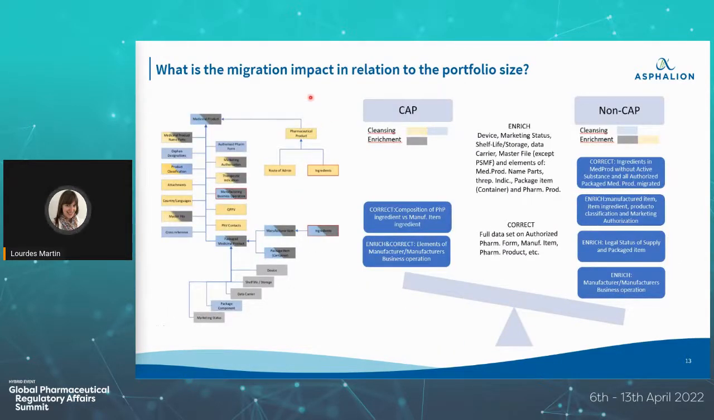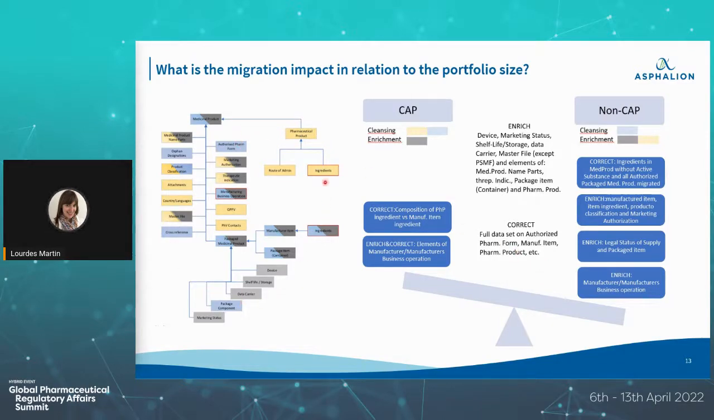If we focus now on the migration impact, we can see that we have the companies that have a larger centralized authorized procedure portfolio or a non-CAP portfolio. So those that have a majority of non-CAPs, which tend to be the smaller, medium-sized companies, will have a harder time, as there will be more data to be corrected, more data to be enriched with the go live of PMS and the second release of DADI.